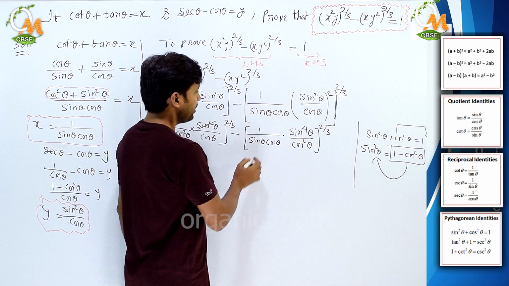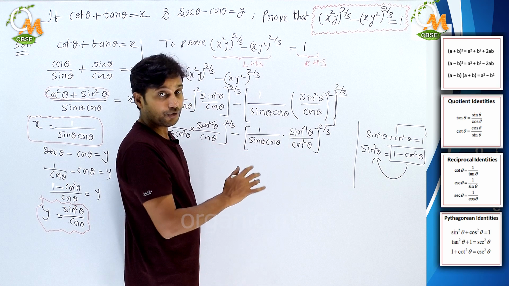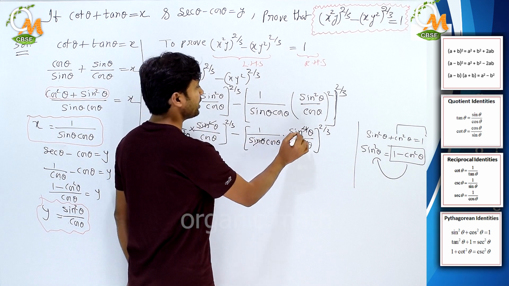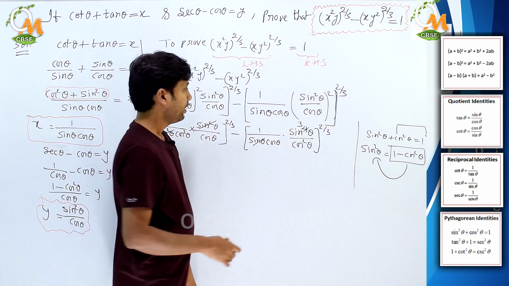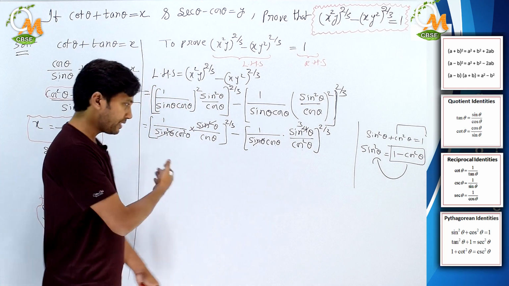Just see here, sin power 4 theta is there in the denominator part, and sin theta is there in the numerator, so we can cancel one sin theta from numerator and denominator. Here power 4 will be reduced, and power 3 will be left. And here cos theta and cos square theta would give cos cube theta. Let us write it down.